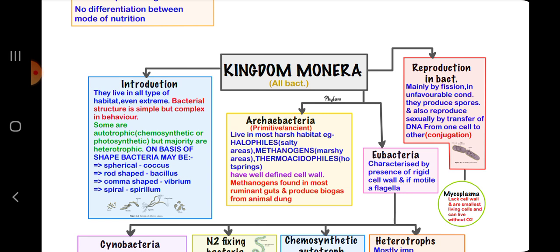On the basis of shape, bacteria may be spherical, coccus, rod-shaped, or bacillus, vibrio, spirillum. Then the Archaebacteria live in moist, harsh habitat. Example: halophiles, methanogens, thermoacidophiles. Then Eubacteria is characterized by presence of rigid cell wall, and if motile, it has flagella. Then reproduction in bacteria, mainly by fission. In unfavorable conditions they produce spores and also reproduce sexually by transfer of DNA from one cell to another.